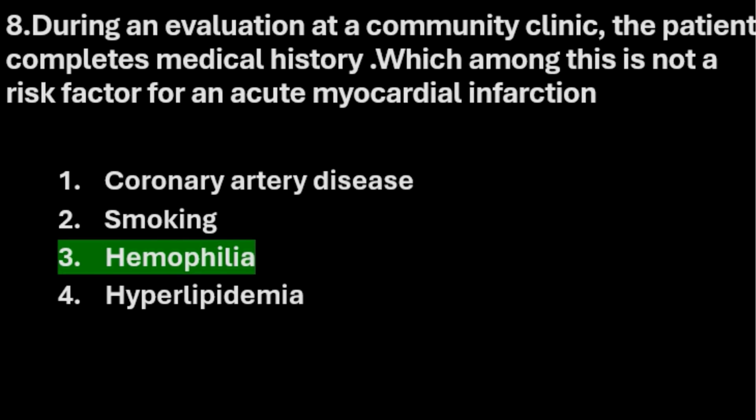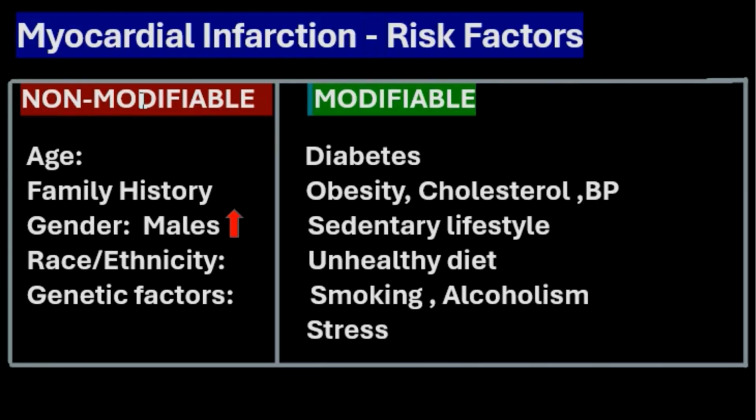The right answer is option 3, hemophilia. So, all the other three options, coronary artery disease, smoking, hyperlipidemia, are related to myocardial infarction risk. So, let us see the myocardial infarction risk factors. Non-modifiable and modifiable factors are here. The non-modifiable factors are age, family history, gender. Males have higher risk. Race, ethnicity, genetic factors, etc. are non-modifiable. We can't modify these factors of MI.